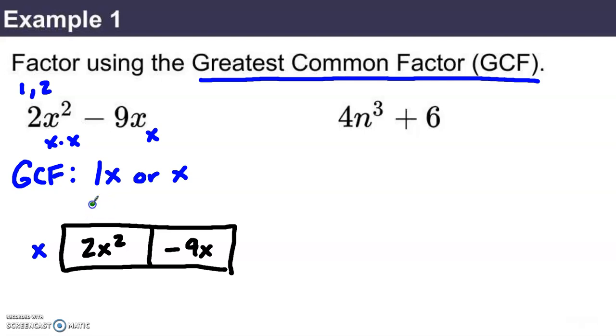Well, this needs to be 2x, because 2x times x is 2x squared. What would you multiply by x to get negative 9x? Yes, negative 9. And these two factors here, x and 2x minus 9, are the factors we need. So to write this expression in factored form, we want x times 2x minus 9.